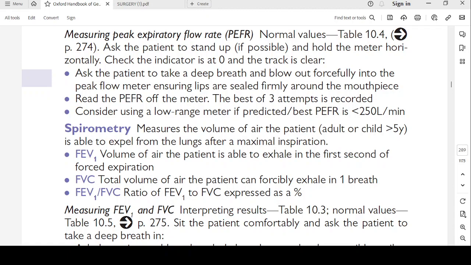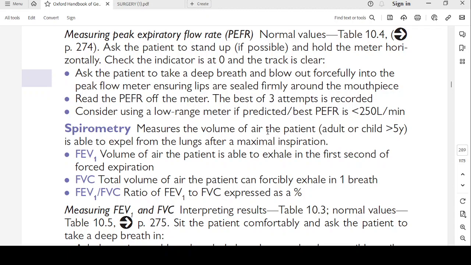Ask the patient to take a deep breath and blow out forcefully into the peak flow meter, ensuring the lips are sealed firmly around the mouthpiece. Read the PEFR off the meter. The best of the three attempts is recorded. Consider using a low range meter if predicted or best PEFR is less than 250 liters per minute.